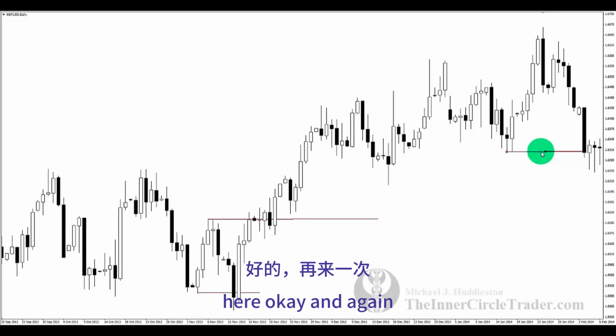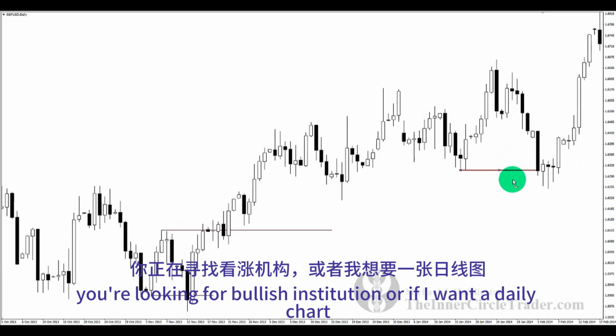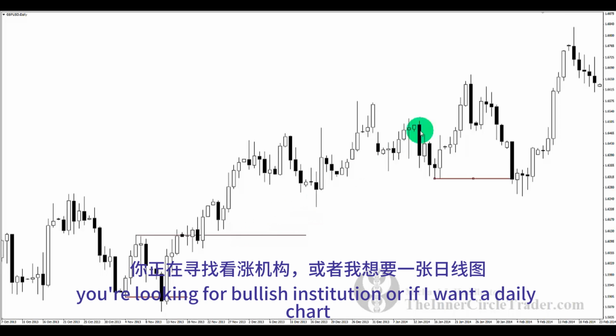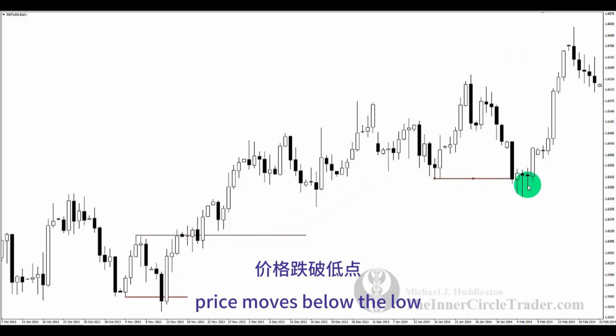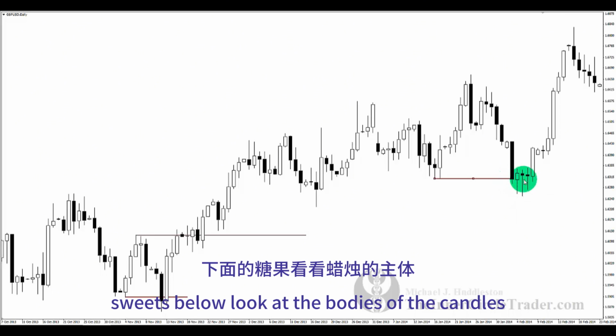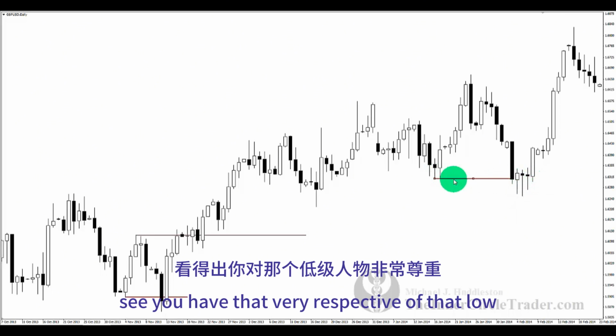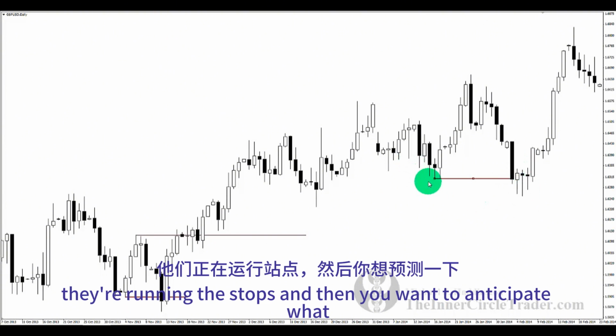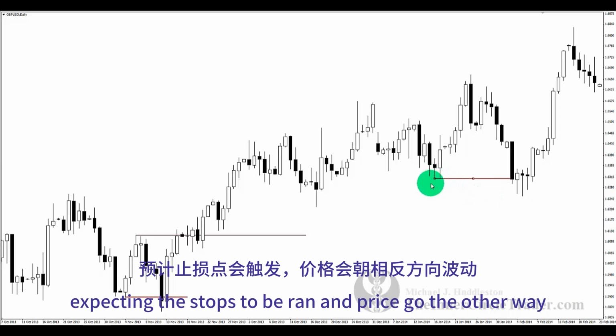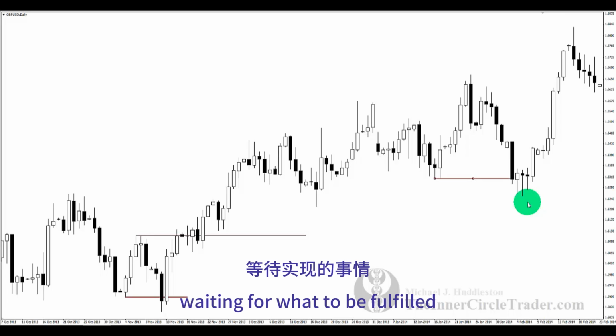here, okay, and again, you're looking for bullish institutional order flow on a daily chart. Everything's moving higher. Price moves below the low, sweeps below. Look at the bodies of the candles. See how they're very respective of that low? But the wicks are dipping down into that, okay? They're running the stops, and then you want to anticipate what? Expecting the stops to be ran and price go the other way. Waiting for what to be fulfilled?